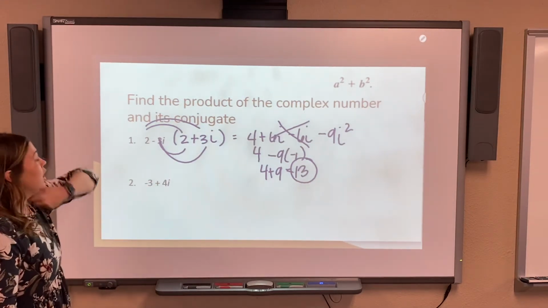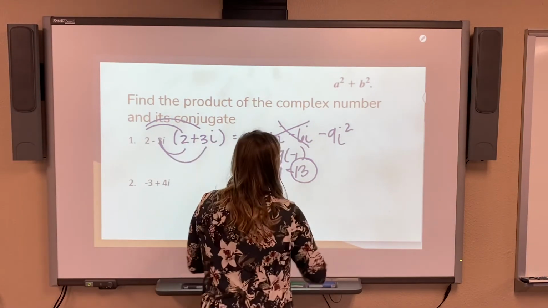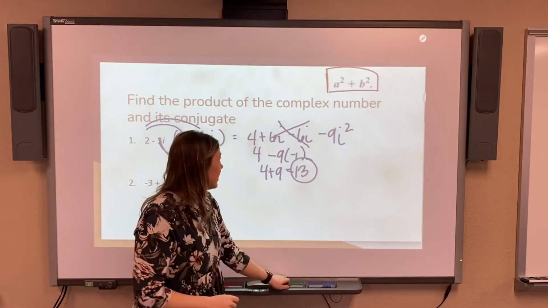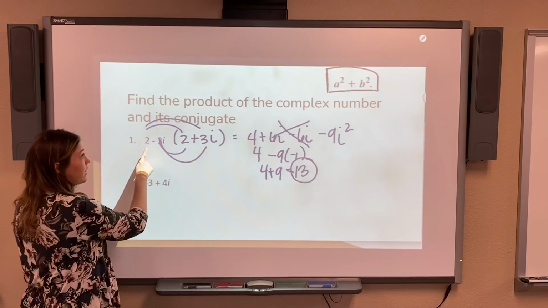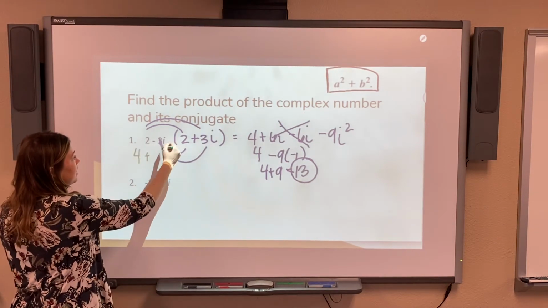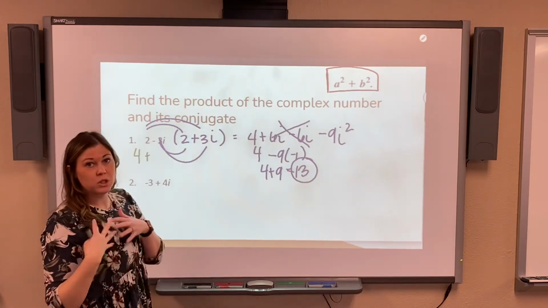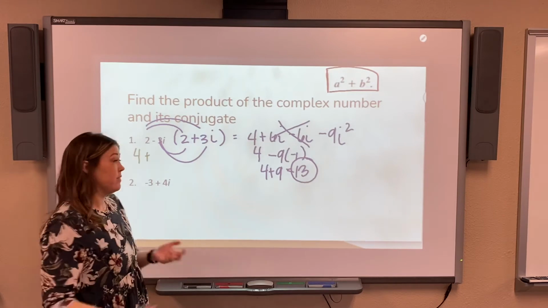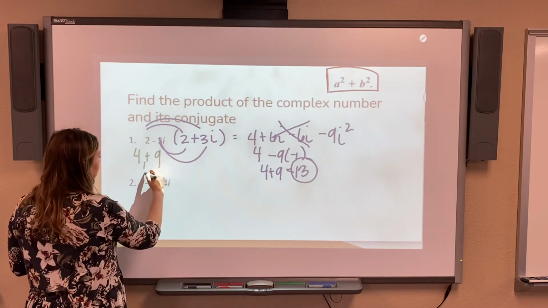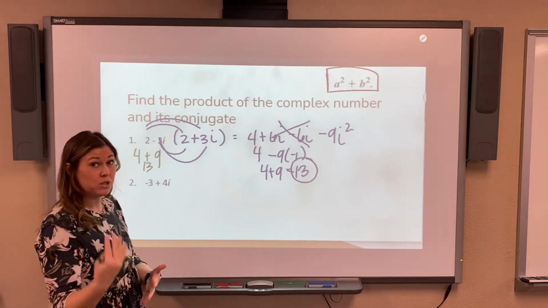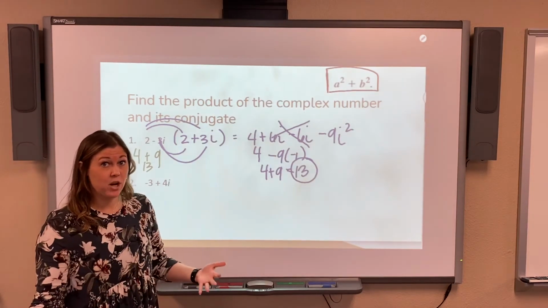Okay, a little trick or shortcut is we square your a, we square your b, and we add them together. And so if you look at a, our a here is 2. 2 squared is 4, and then plus negative 3 squared. Anything squared is always a positive, so negative 3 squared would be a positive 9. 4 plus 9 is 13. Okay, so that's your shortcut. But that's why we do it, is to get rid of that i in the denominator.